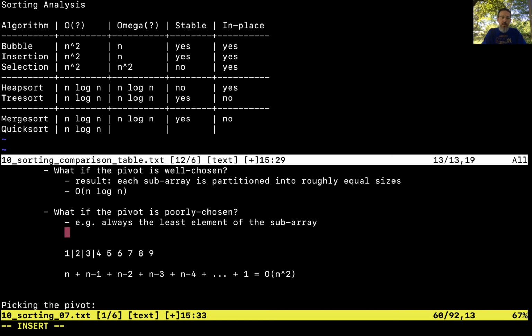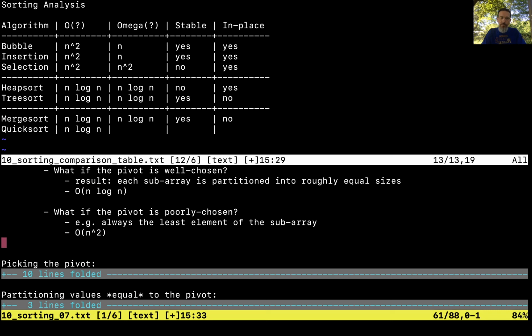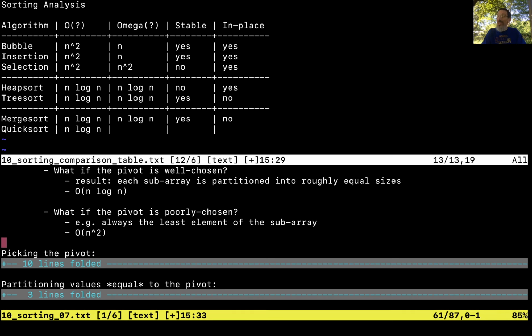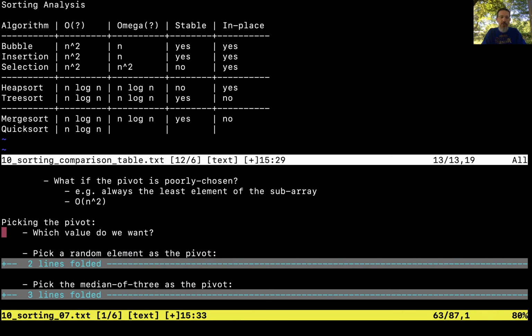Okay, so what we'll say is this is n squared if the pivot is poorly chosen, for the reasons that we discussed. But we can most of the time avoid that. So the question is, if we want to pick the pivot well, such that it results in a good running time, which value do we want? Which value do you want?